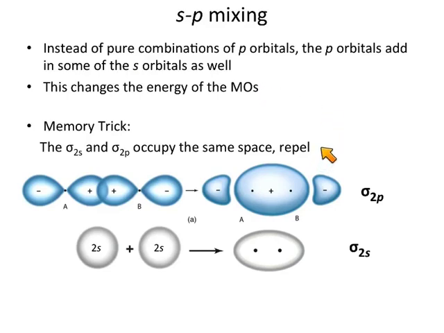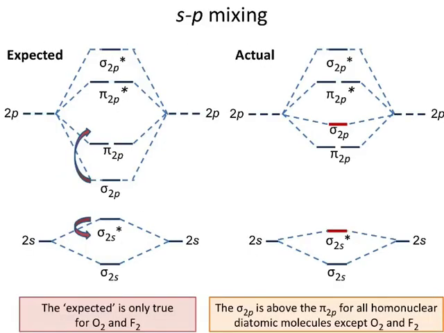This is not the reason why, but it's a good memory trick, that you can think of these two molecular orbitals occupying the same space, and therefore they kind of repel each other and push each other out of the way. Again, that's not why it actually works, but maybe that's a good memory trick. And so the outcome of this is that you would expect what we have on the left, and then for most nuclei you get what's actually on the right.